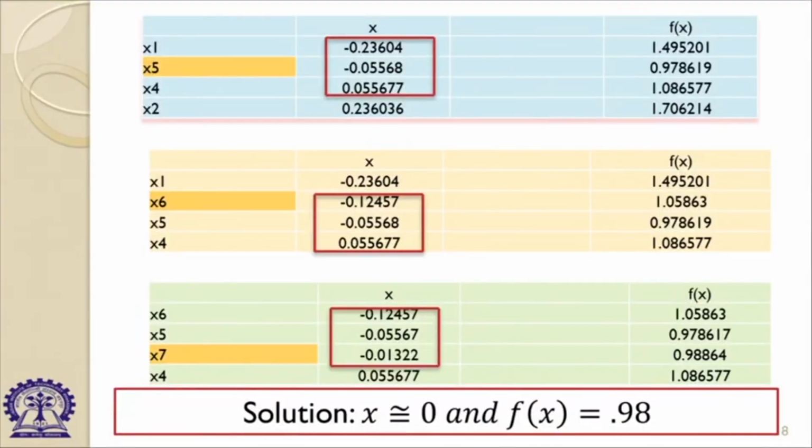Let us try to compare how many iterations we really need to get 10% accuracy of the optimal solution or 5% accuracy of the optimal solution. Now, I am going to explain that part next. That is why the solution has been declared x as 0 and f(x) is equal to 0.98.